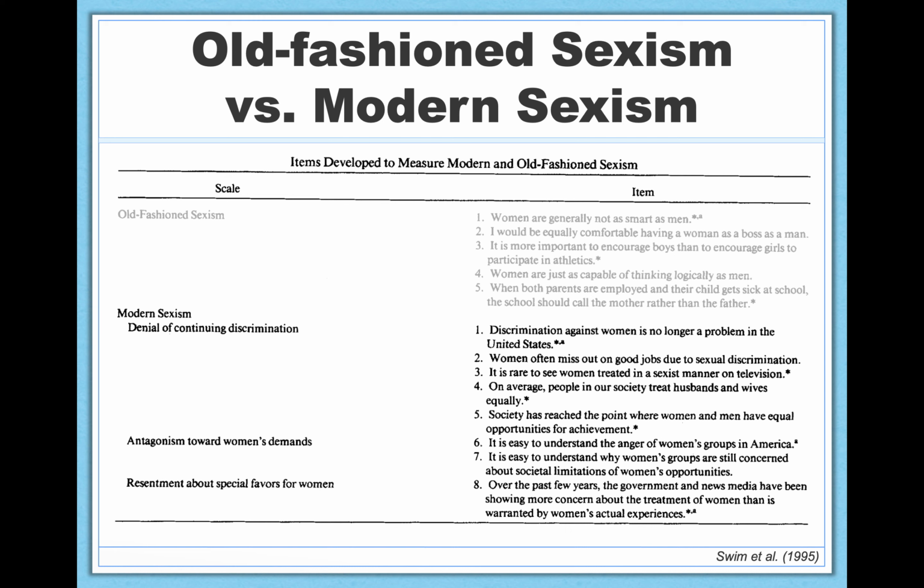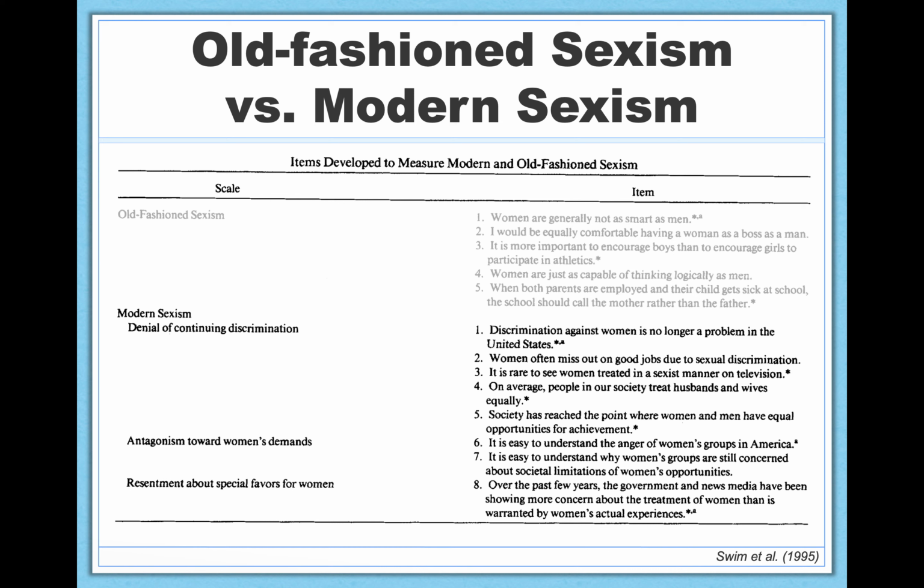We also have antagonism toward women's demands as another subscale. For example, it is easy to understand the anger of women's groups in America, or it's easy to understand why women's groups are concerned about societal limitations of women's opportunities. If you disagree with that, it's sexist. And finally, resentment about special favors for women. Over the last few years, the government and news media have been showing more concern about the treatment of women than is warranted by women's actual experiences.